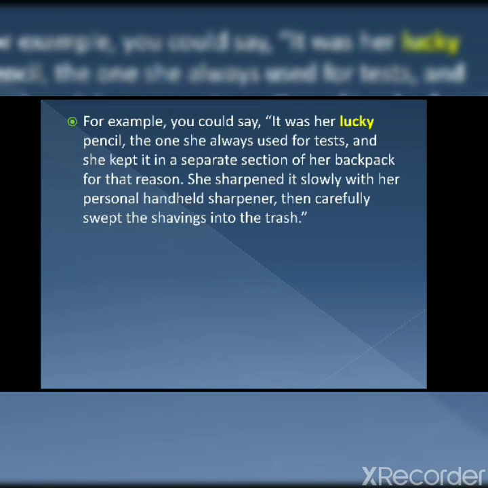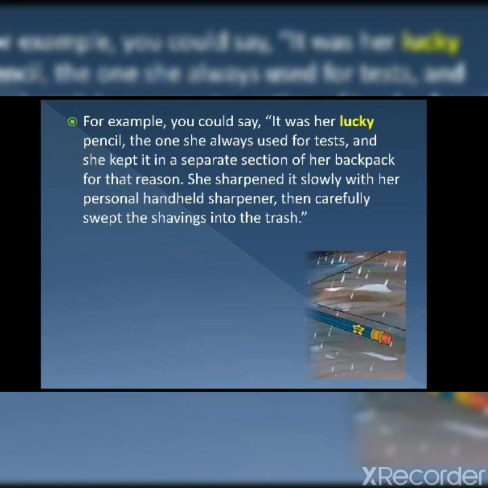For example, you could say, it was her lucky pencil, the one she always used for tests, and she kept it in a separate section of her backpack for that reason. She sharpened it slowly with her personal handheld sharpener, then carefully swept the shavings into the trash. From the sentence you can see we are talking about a pencil here. But talking about a simple pencil is different. Through these lines we are describing the pencil. And why is the pencil important here?